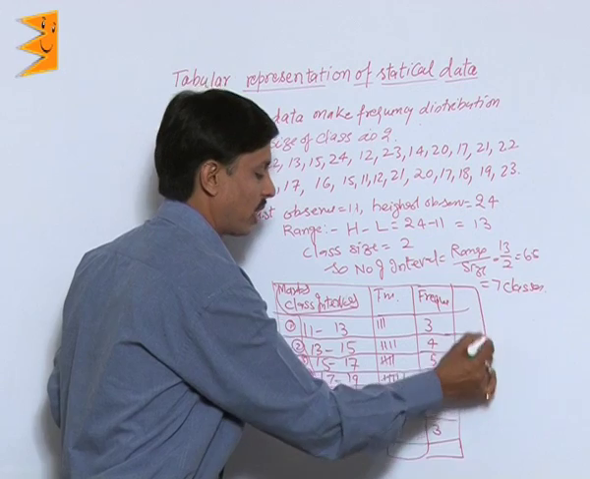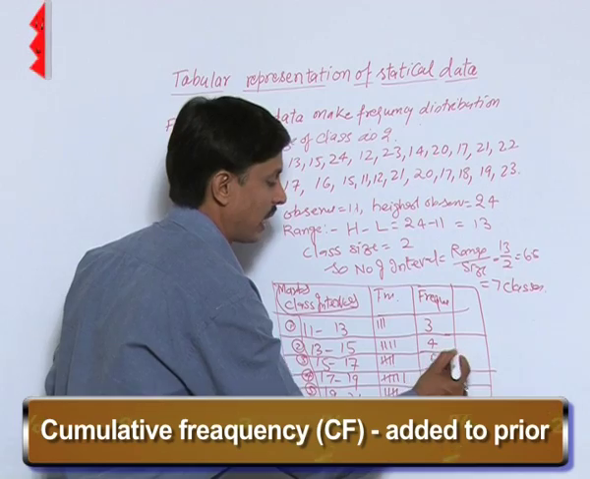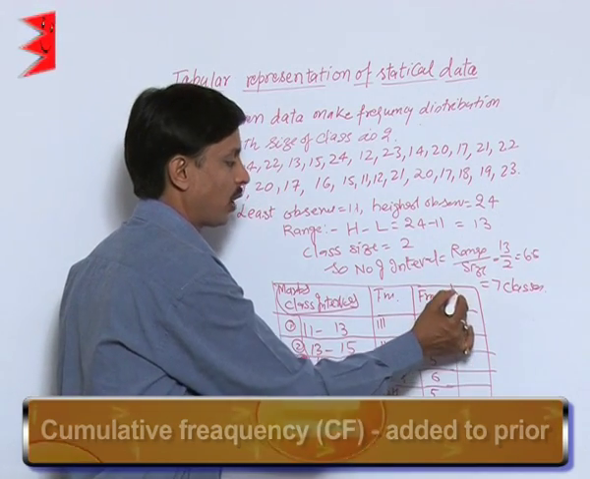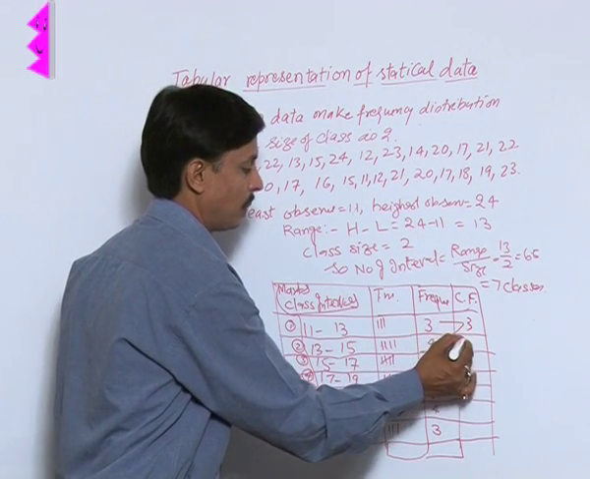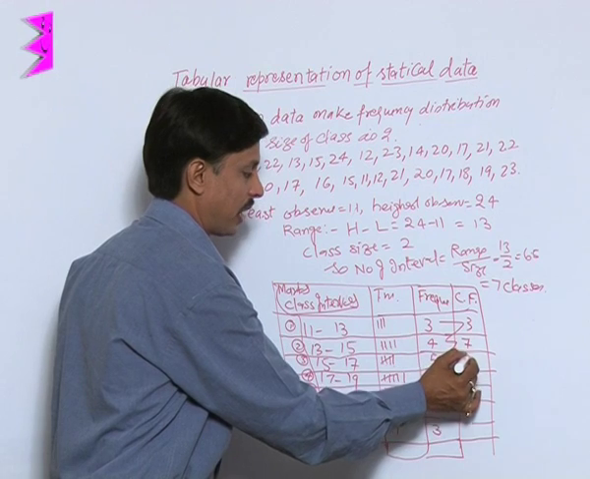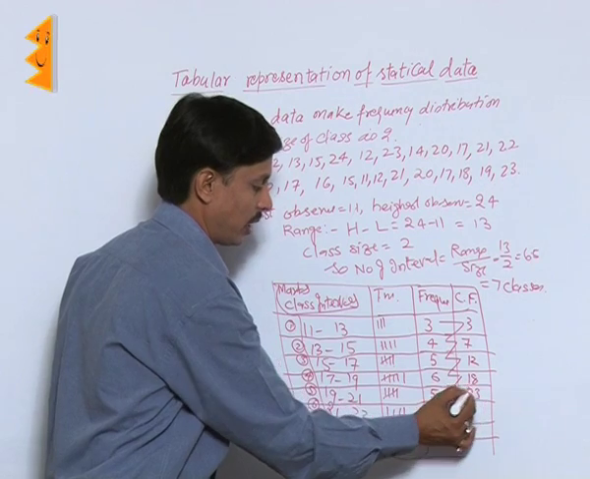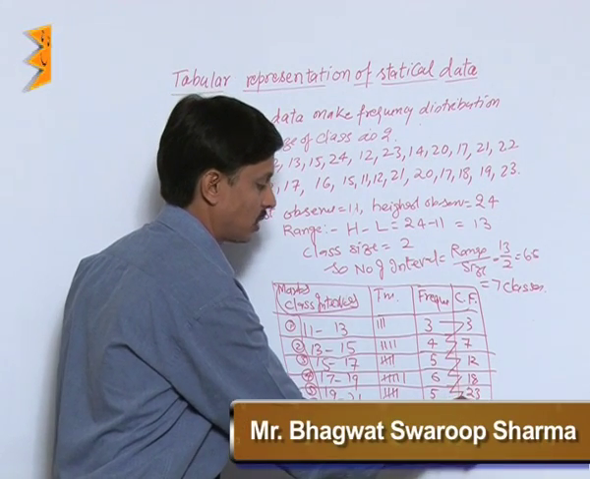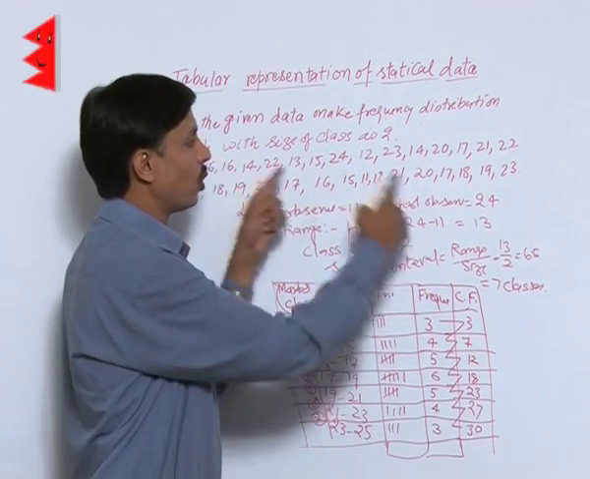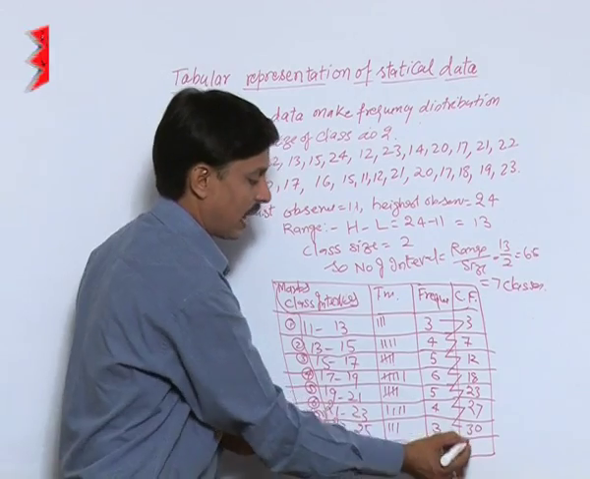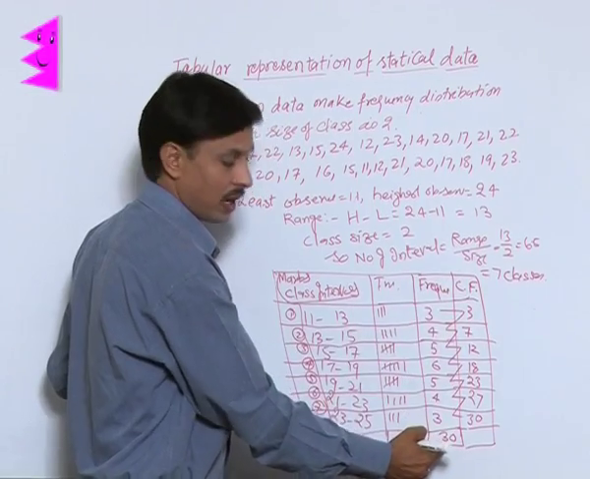Someone may ask you what their cumulative frequency is. This is a new word. Cumulative means added to the prior. I am writing CF as the shortcut for cumulative frequency. This is 3, then 3 plus 4, 7, then 7 plus 5, 12, then 12 plus 6, 18, then 18 plus 5, 23, 23 plus 4, 27, and 27 plus 3 becomes 30. Already you know this count is 30. So the last value of the cumulative frequency should be 30. The sum of frequencies can be written here.